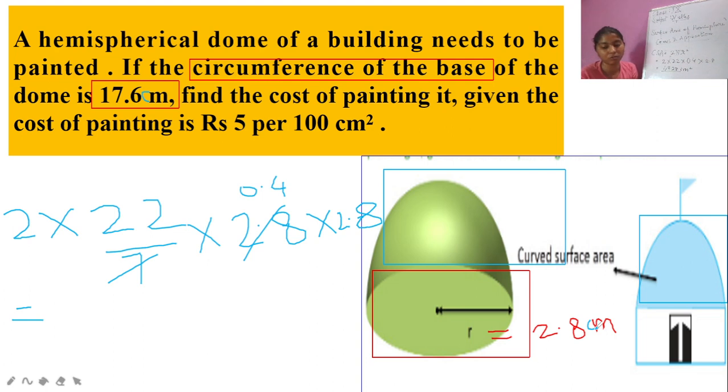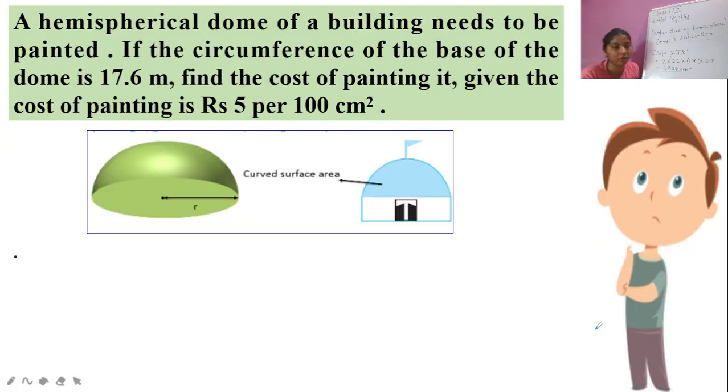Okay, now students, we have a question for the cost. So we will calculate the cost. How will you calculate? Because we know that for 100 centimeter square we have rupees 5. So we will use this statement to find our answer. So let's see how.